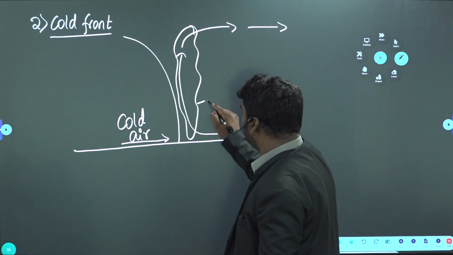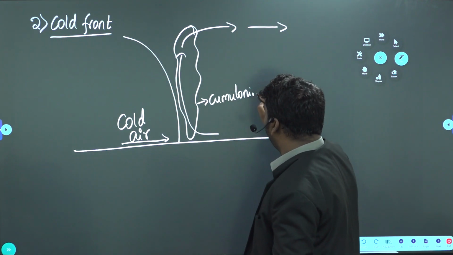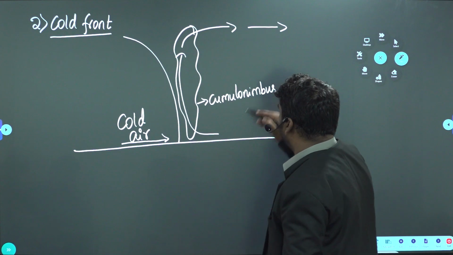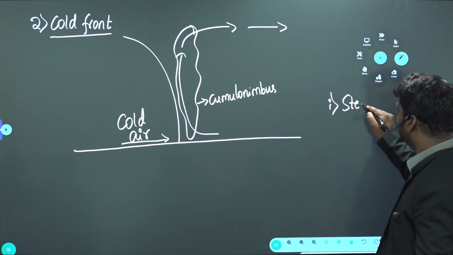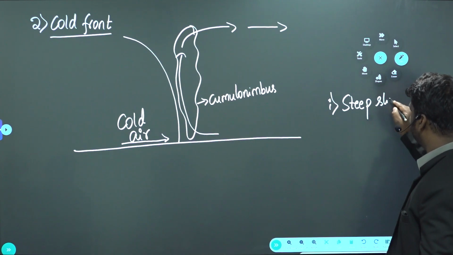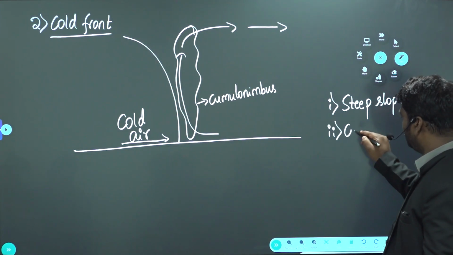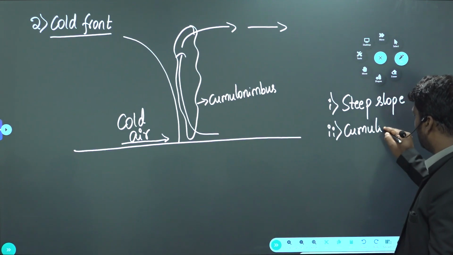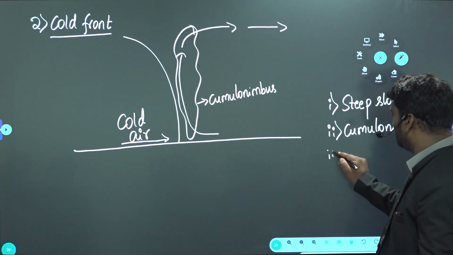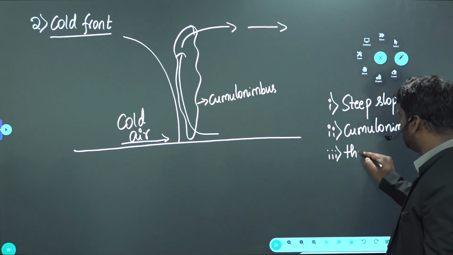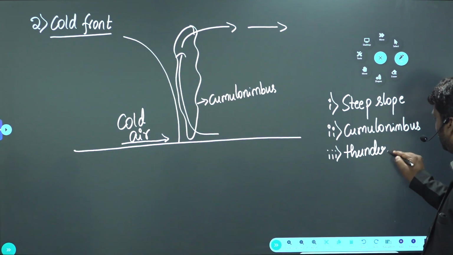Which clouds will be there? Cumulonimbus. First, what type of slope is it? Steep slope. Second, which clouds? Cumulonimbus. Will there be thunderstorms and lightning? So which front is associated with thunderstorms and lightning? Cold front.